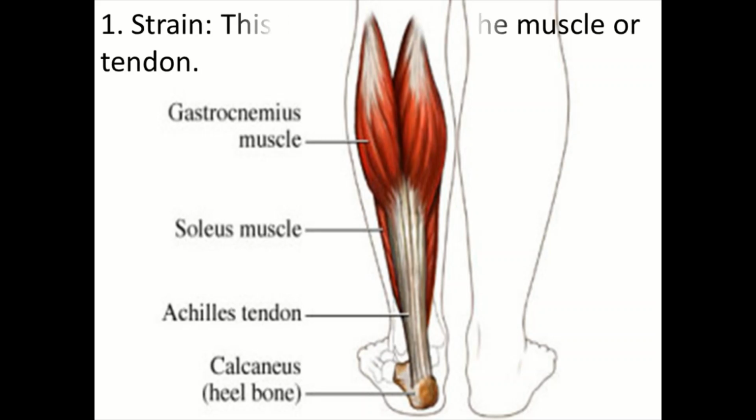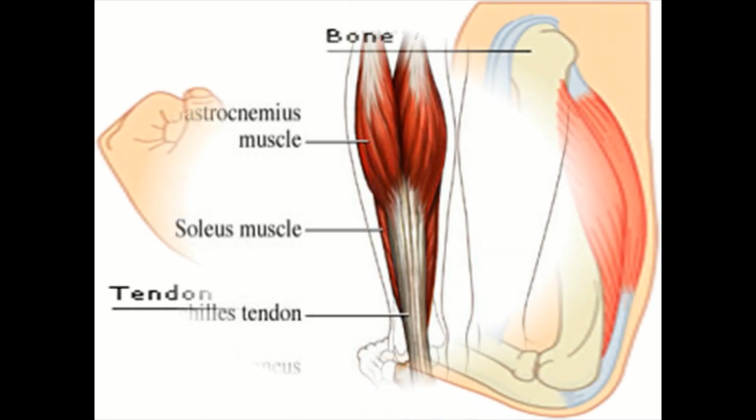The first common sports injury we will be looking at is strain. And strain is an injury to the muscle or the tendon. The tendon is a white tissue that connects the muscle to the bone.